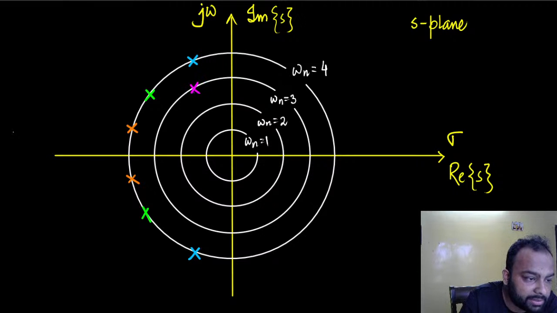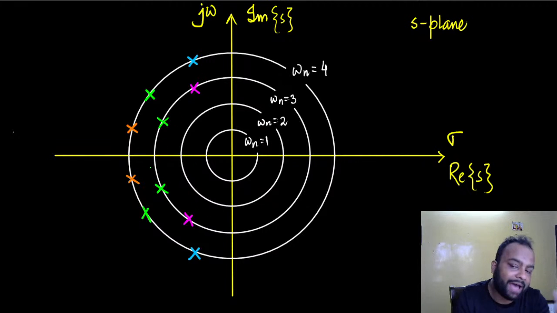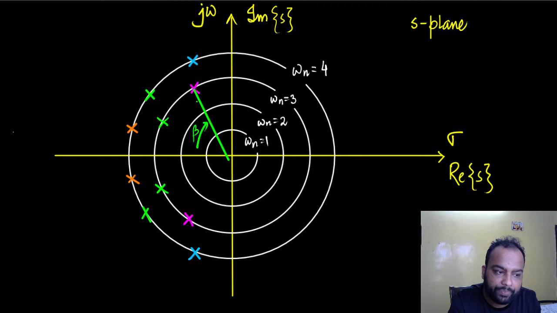Similarly, this pole pair and this pole pair, this pole pair and this pole pair, they have the same undamped natural frequency, but their damping ratios are different. Because how do you calculate the damping ratio? You just draw a line and calculate the beta. So since beta is different, they have different damping ratios, right?